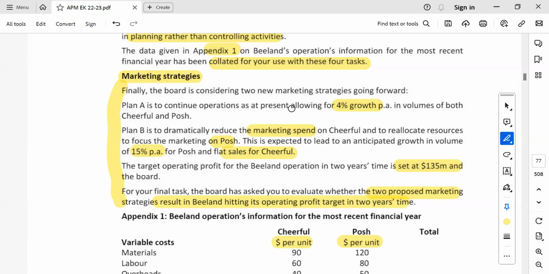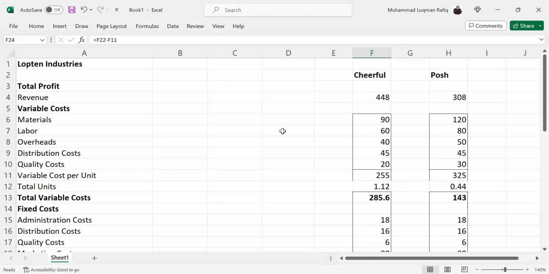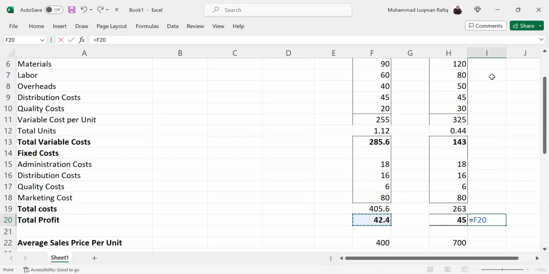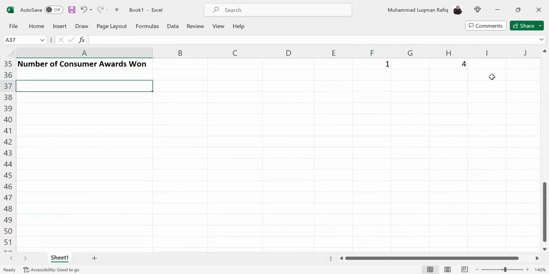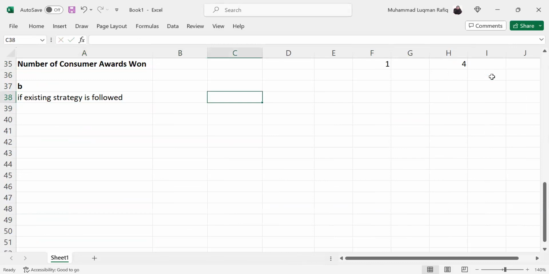Now, one of the strategies is to continue operation at present, allowing for a 4% growth per annum in volumes of both Cheerful and Bosch. So what is actually going to happen? Let's just try this. The combined profit right now is what? Is this plus this, 87 point. Part B, if existing strategy is followed.